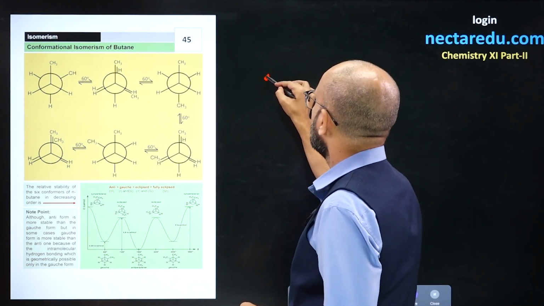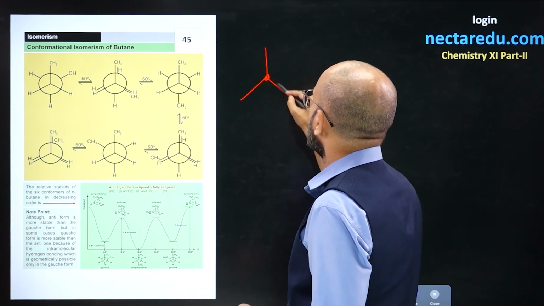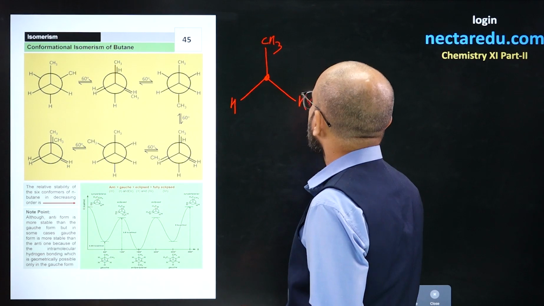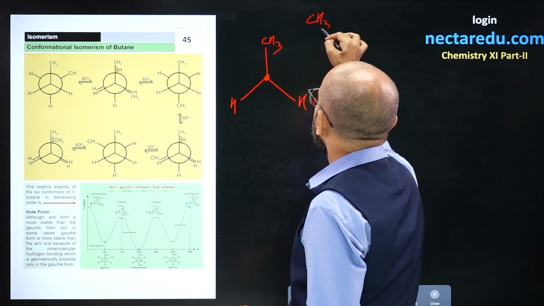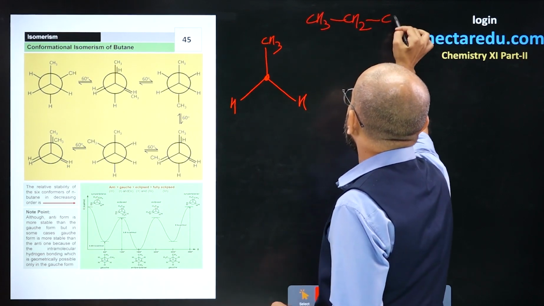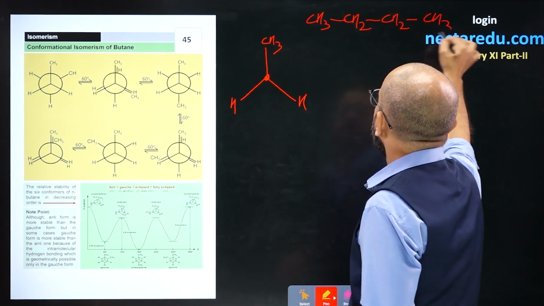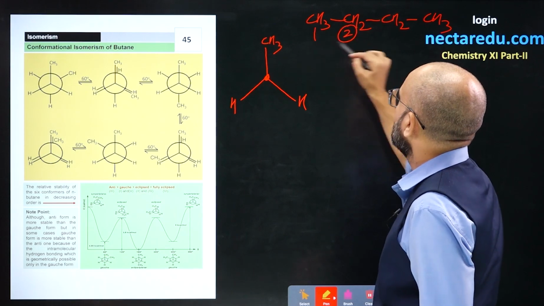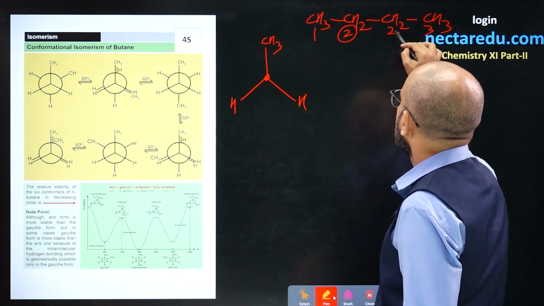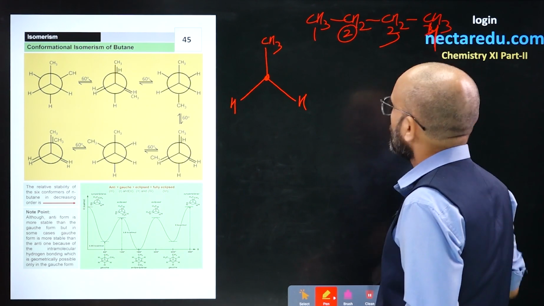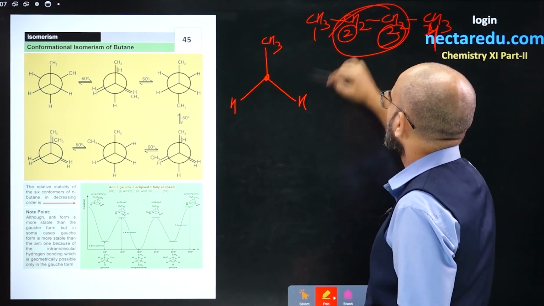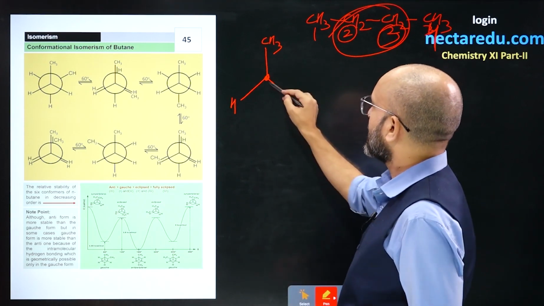This is second carbon, so it has 3 bonds. I have taken one methyl, then hydrogen, hydrogen. See where I am drawing, I will just explain it to you. This is second carbon, 1, 2, 3, and 4. I am drawing conformers for second and third carbon. So this is second carbon.